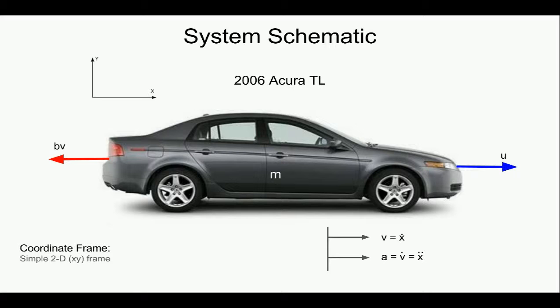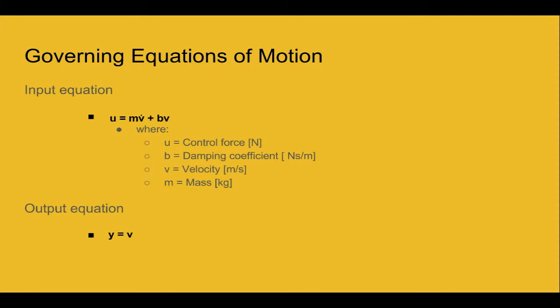The resistive forces, BV, due to wind drag and rolling friction, are assumed to vary linearly with the vehicle velocity v and act in the direction opposite of the vehicle's motion. The reference frame for this system is a simple two-dimensional XY coordinate frame. With these assumptions, we are left with a first-order mass damper system.